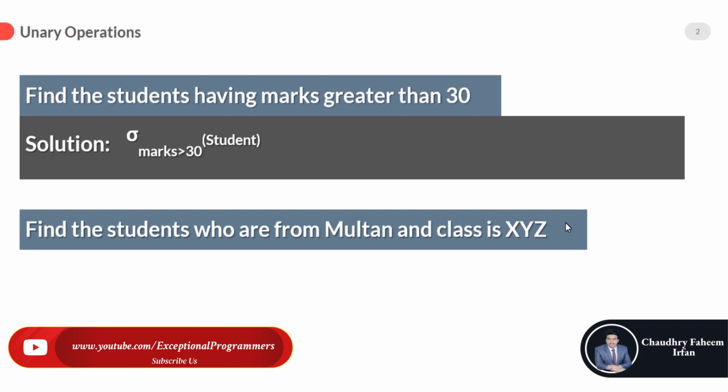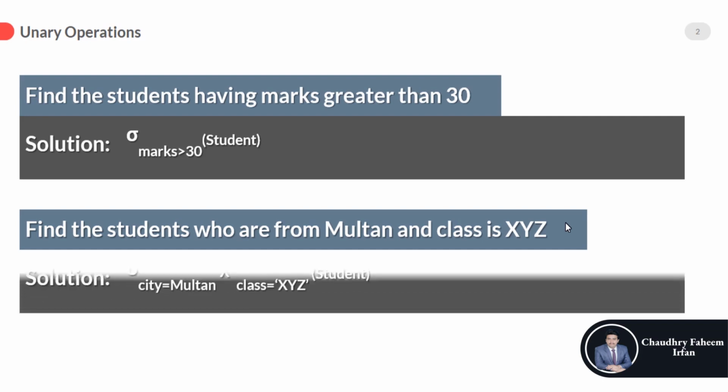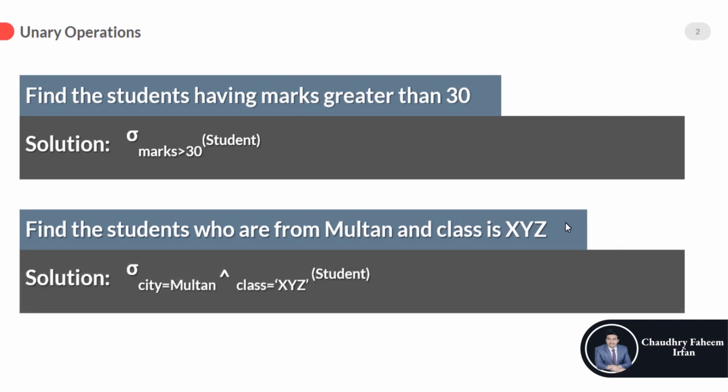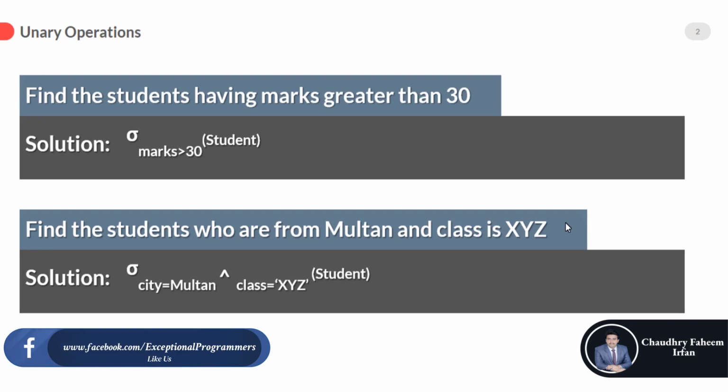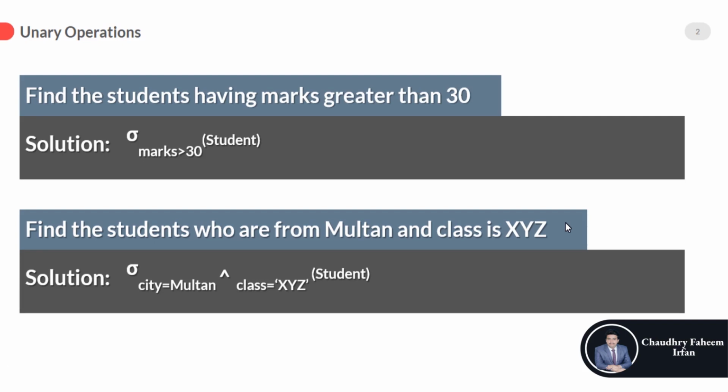Find the students who are from Multan and class is XYZ. So think about the solution. What is the solution? The solution is here. Sigma city is equal to Multan and class is equal to XYZ and table name is student. So what will be the query? Select all from student where city is equal to Multan and class is equal to XYZ.